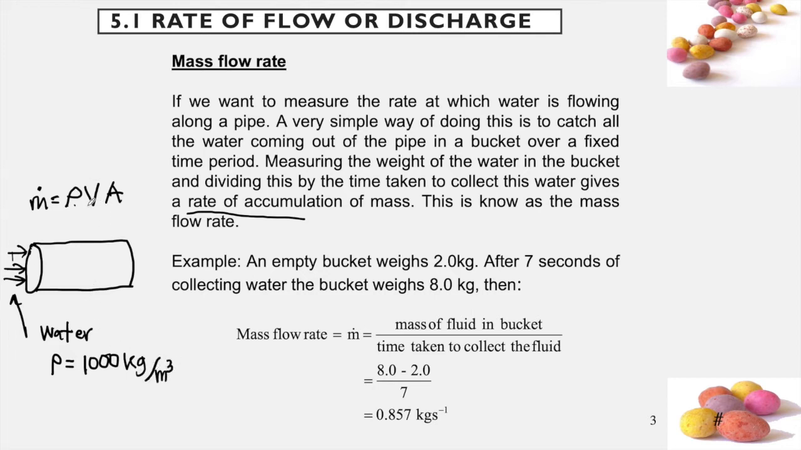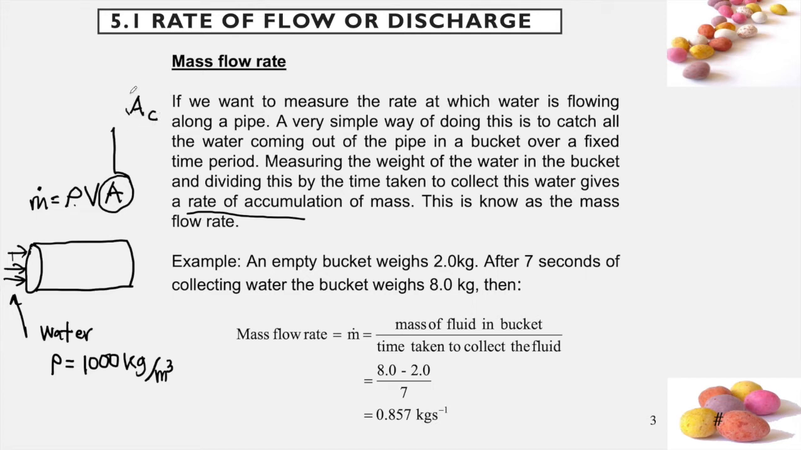Now velocity depends on the question. If the question mentions that the velocity of water is 2 meters per second, you substitute 2 meters per second here. Then what about A? A here I change into AC. What is AC? AC is the cross-sectional area.